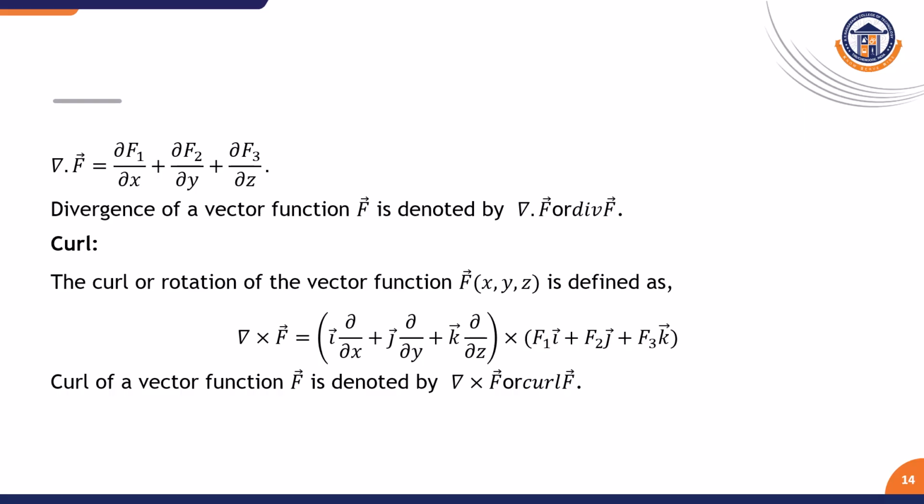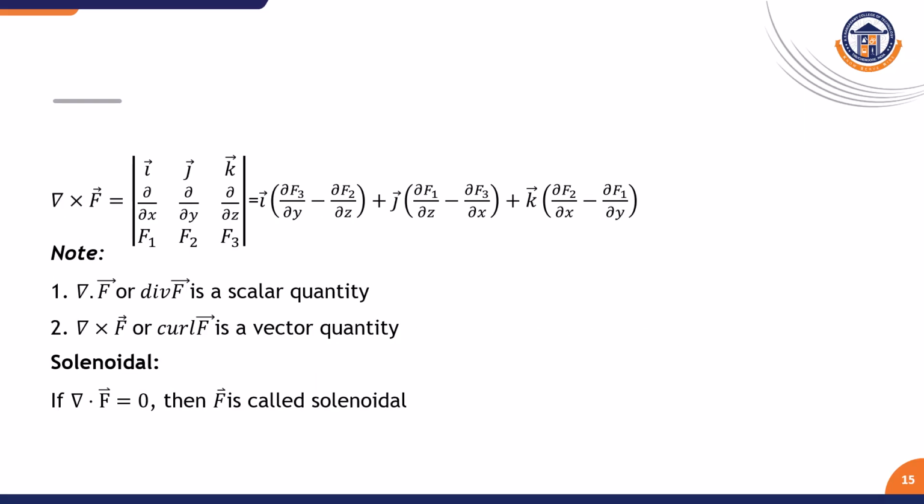The cross product we always write in determinant form: i vector, j vector, k vector, dou by dou x, dou by dou y, dou by dou z. Then f1 is the coefficient of the i vector term, f2 is the coefficient of the j vector, f3 is the coefficient of the k vector. After expanding this 3 by 3 determinant, we get the curl. Here there are two important notes. The first one is that divergence of f vector is a scalar quantity. Then curl of f vector is a vector quantity.